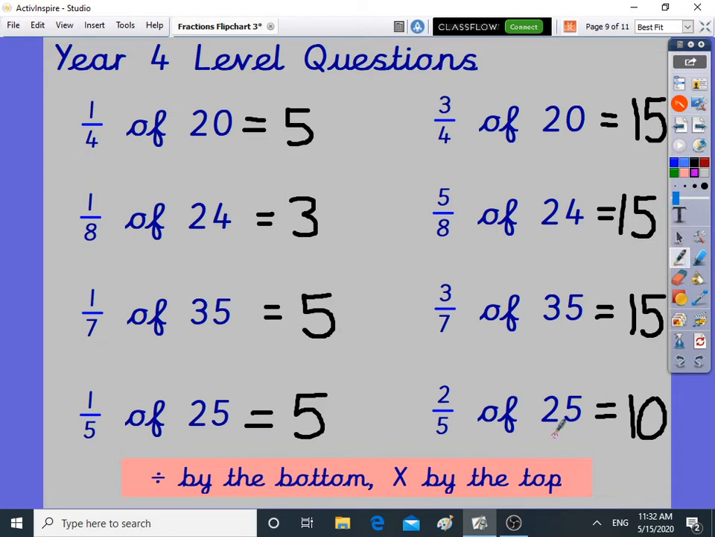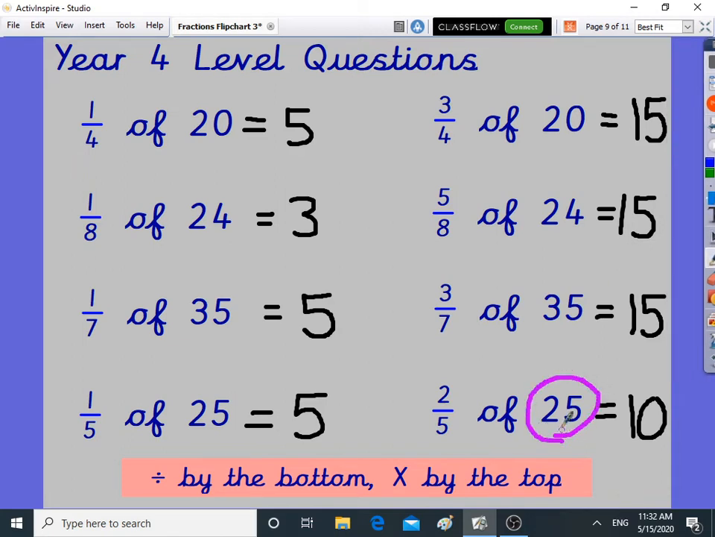So you get your quantity, 25, you divide it by the bottom. You can do that by singing your 5s in 25. How many 5s in 25? 5, 10, 15, 20, 25. My fingers tell me that is 5. But I don't just want one lot of 5. I want whatever the top says. I want 2 lots of 5. 2 times 5 is 10. That's why the answer is 10. So we divide by the bottom, times by the top.